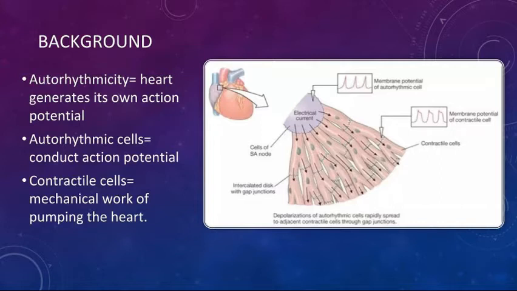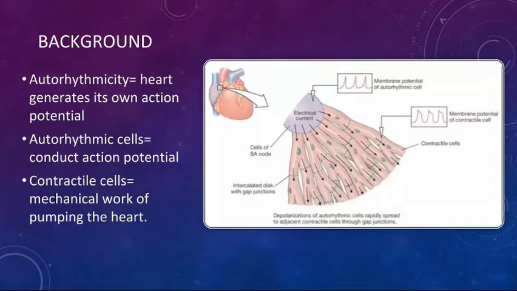There are two types of cells in the heart. The autorhythmic cells do not contract, but rather start and conduct the action potential that contracts the contractile cells of the heart. These cells are also unique because they do not have a resting potential. These cells are present in the sinoatrial SA node, the atrioventricular AV node, the bundle of His, which is the atrioventricular bundle, and the Purkinje fibers.